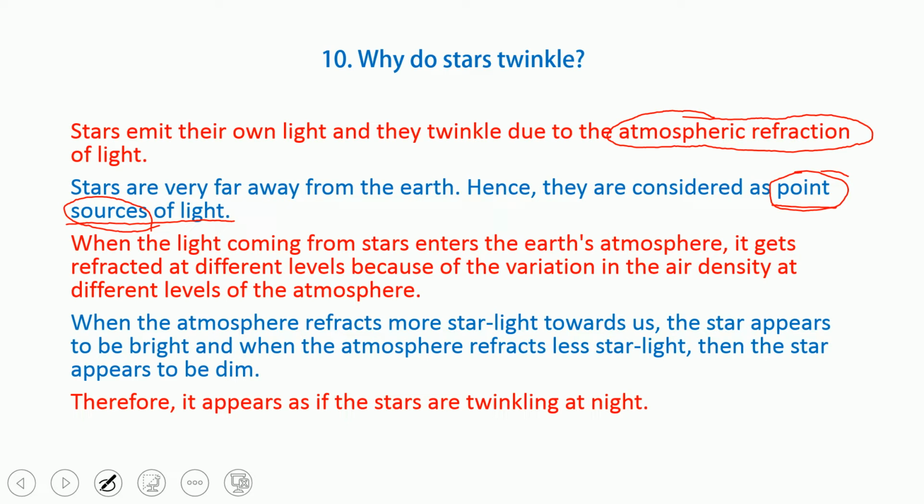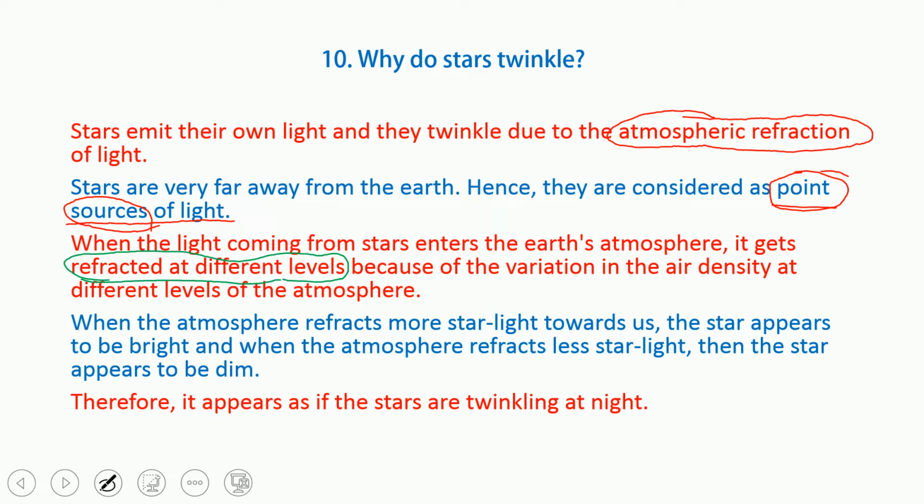When the light coming from stars enters the Earth's atmosphere, it gets refracted at different levels. This is another important keyword: at different levels. Because then only it will move here and there.